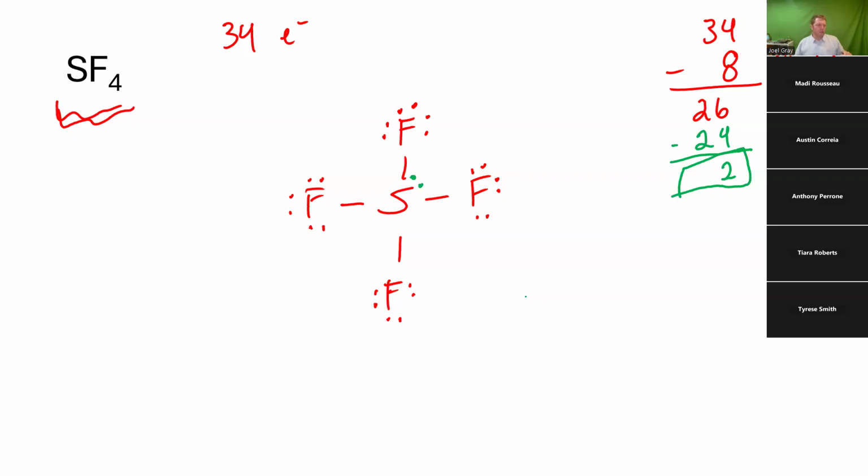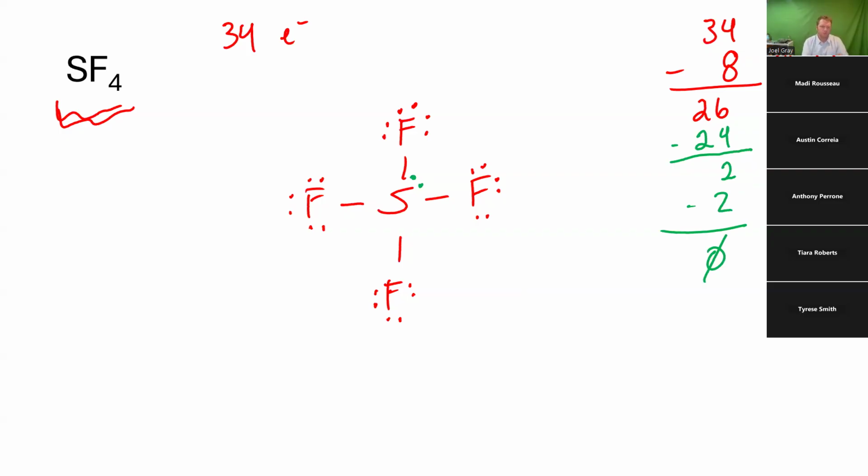My first question is, after I've drawn those 2 electrons, I'm going to say minus 2. I have 0 electrons. Have I drawn 34 total electrons? Y or N to the chat? I have. Okay. Do each of the fluorines have a complete octet? They do. Each fluorine is happy.